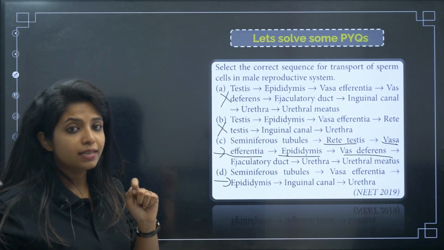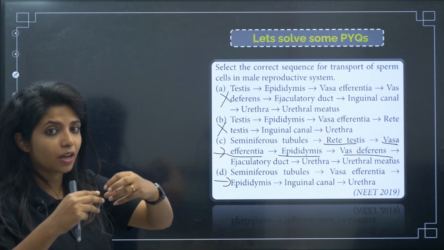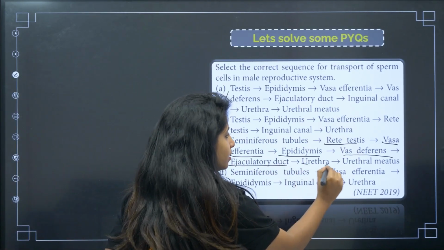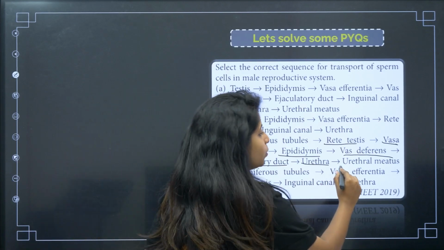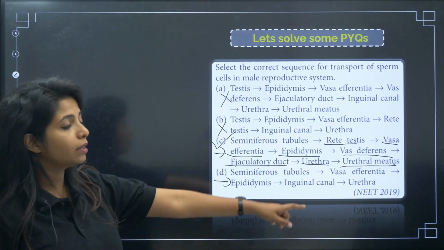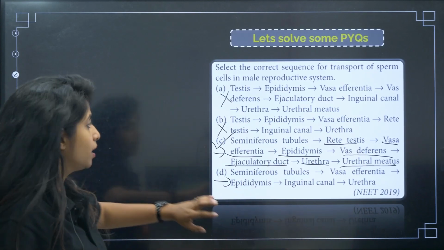After vas deferens, the seminal vesicle duct and vas deferens join, forming the common duct, the ejaculatory duct, going into what? Urethra, and at last what do we have? Urethral meatus. So isn't this the correct answer? This is C. It came in NEET 2019, not very old.